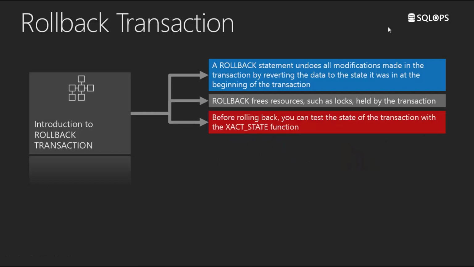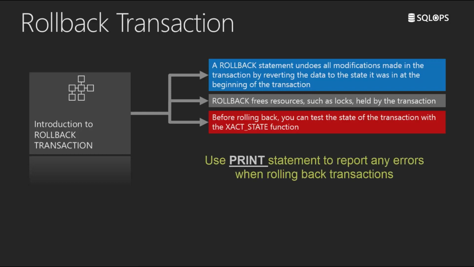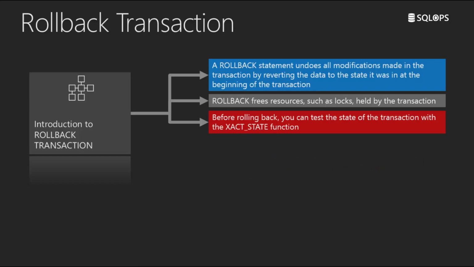Before issuing a rollback command, you may want to test to see if a transaction is active. You can use T-SQL's XACT_STATE function to determine if there is an active transaction that needs to be rolled back. This can help avoid errors being raised inside the catch block. A rollback transaction statement does not produce any messages to the user. If you require warnings inside the stored procedures or triggers, you can use the print statement to indicate the errors.